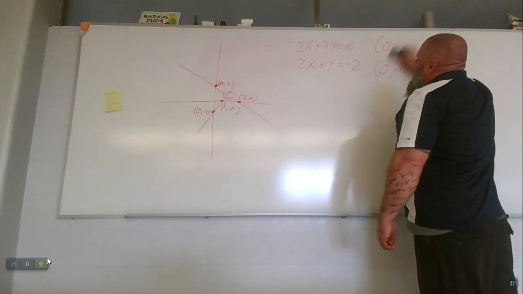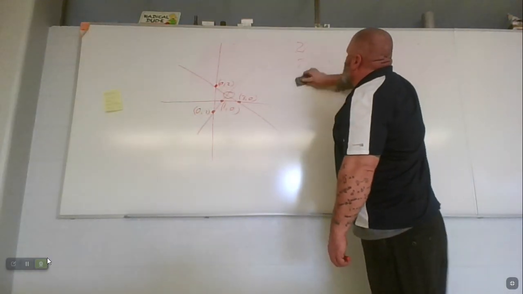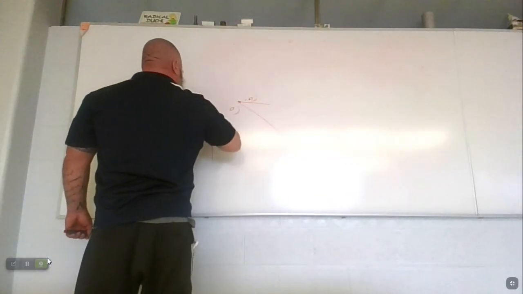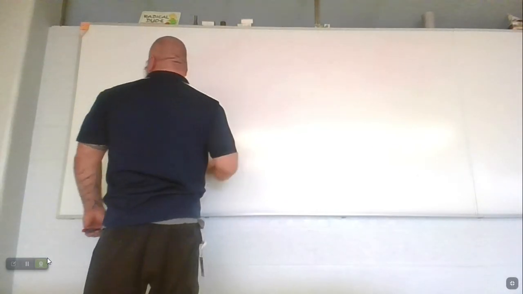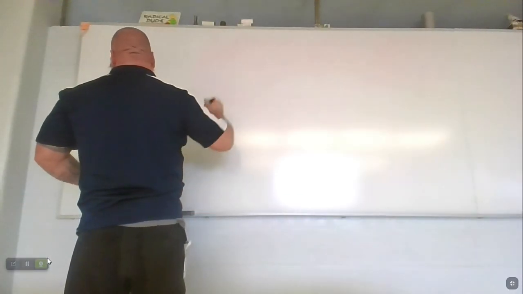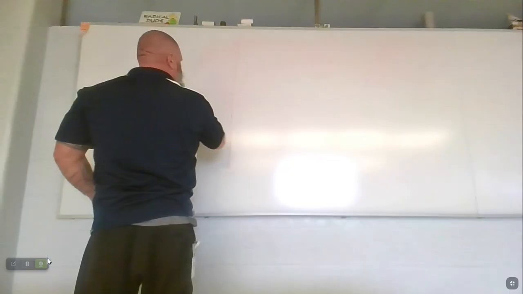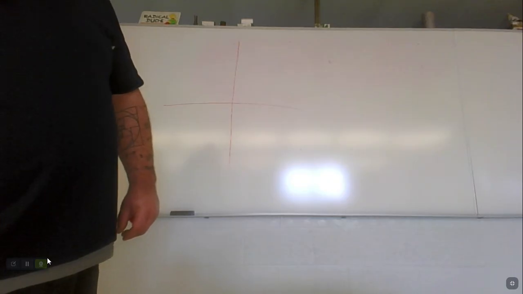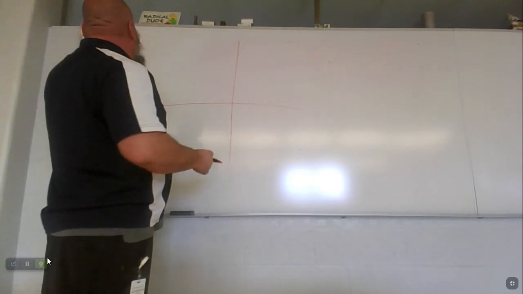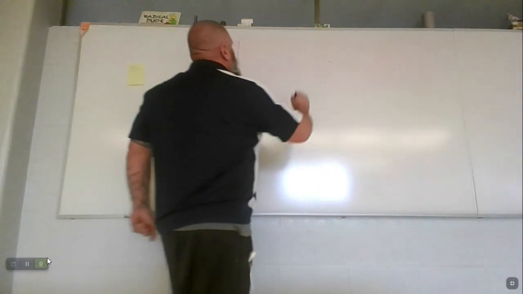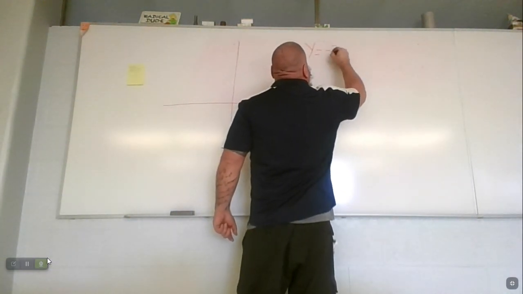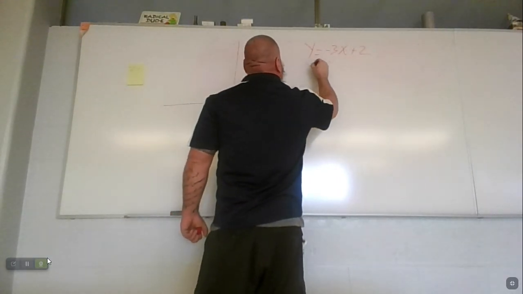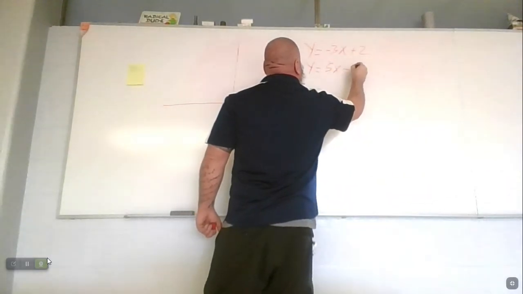Now, we did both of these in the Ax plus By equals C format. What happens if we're given slope-intercept form? That's a great question. Let's talk about that. What if I write this one down right off the bat? y equals -3x plus 2. And I give you y equals 5x minus 6.